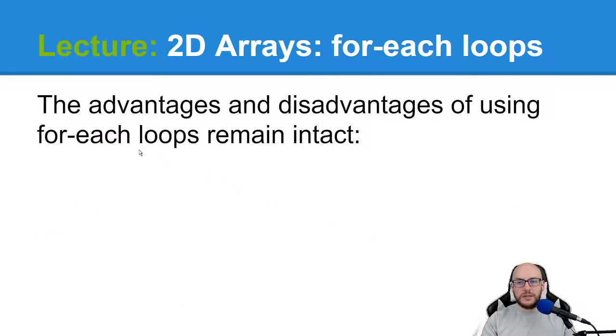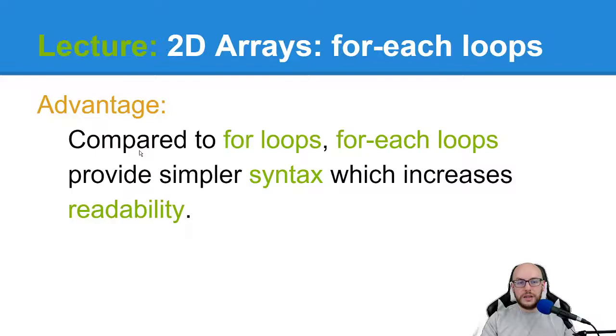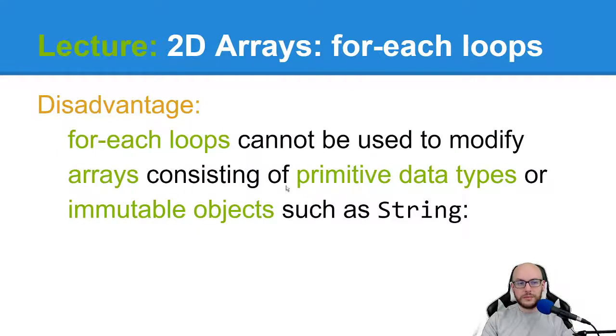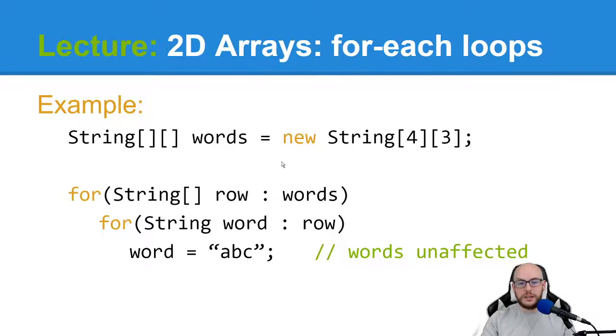The advantages and disadvantages of using for each loops remain intact. There's an advantage. Compared to for loops, for each loops provide simpler syntax, which increases readability. It is very clean, although I'm a pretty big fan of the row column thing. Disadvantages. For each loops cannot be used to modify arrays consisting of primitive data types or immutable objects, such as string. Let me show you an example here.